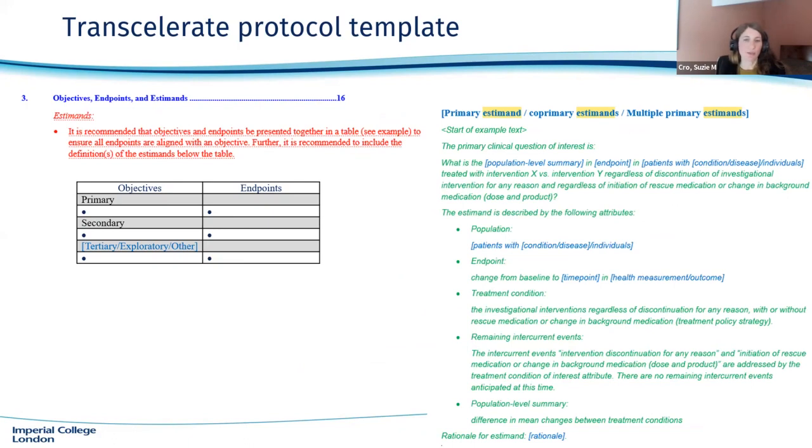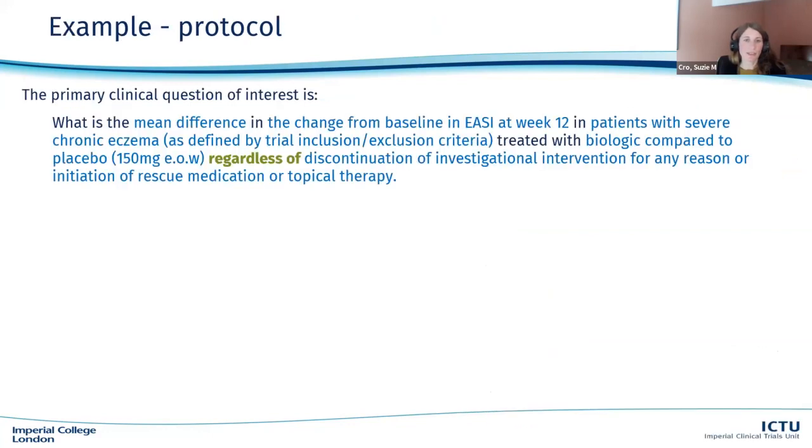So this consists of an overall description of the question. So that's the estimand that's being addressed, followed by a description of each of the 5 attributes using bullet points. They also suggest including the rationale for the chosen estimand underneath. So here's an example of how this can be used for the primary eczema trial that we considered designing yesterday.